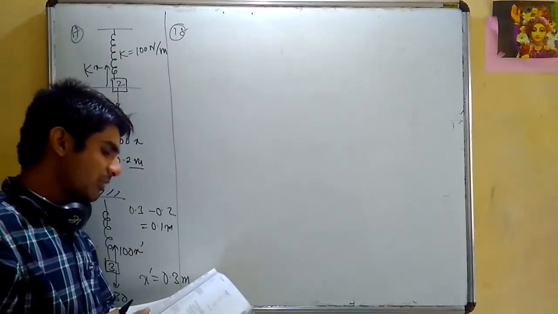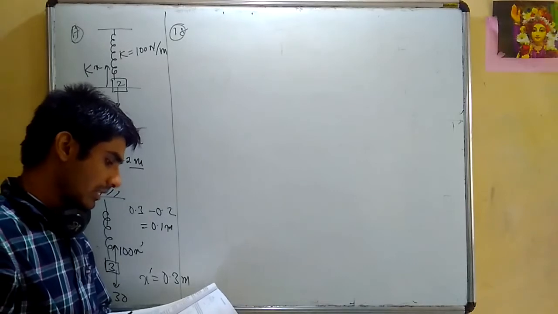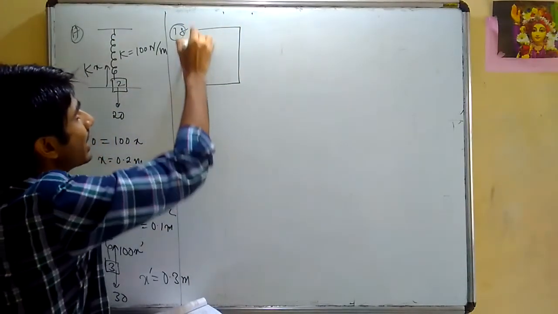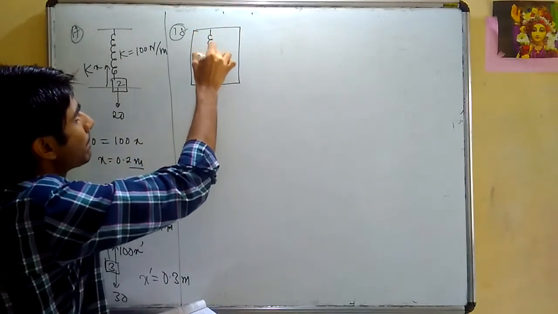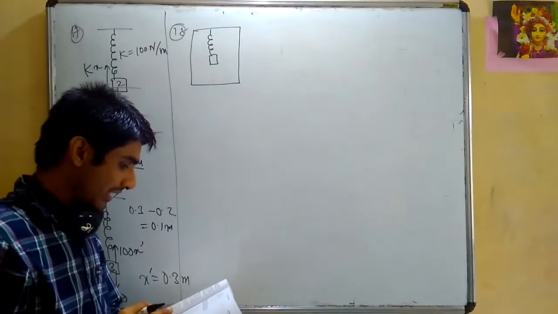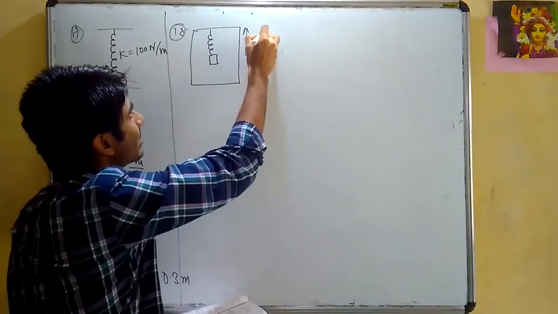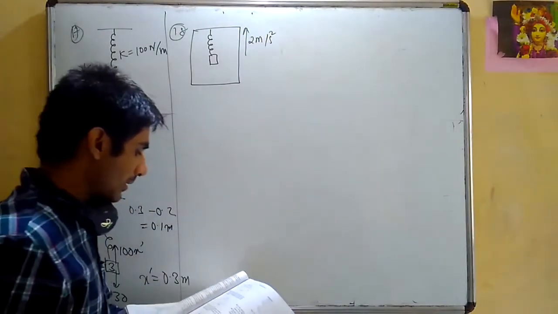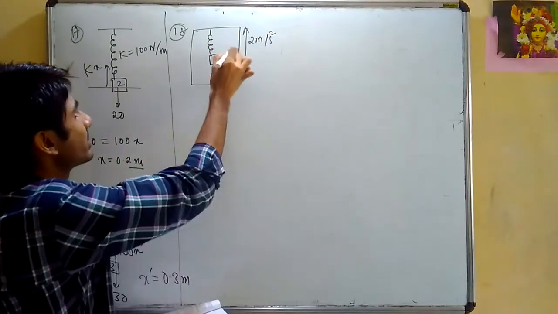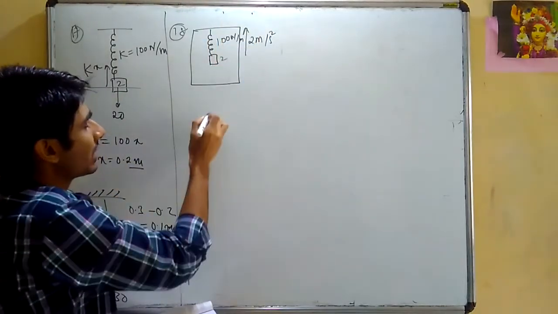Let us move to question number 18. Suppose the ceiling in the previous problem is that of an elevator. It means this is now attached in an elevator, and the elevator is going up with an acceleration of 2 meter per second square. Find the elongations. So let us first of all imagine that simply 2 kg was there and k is given to me, 100 Newton per meter. So now it is moving up.